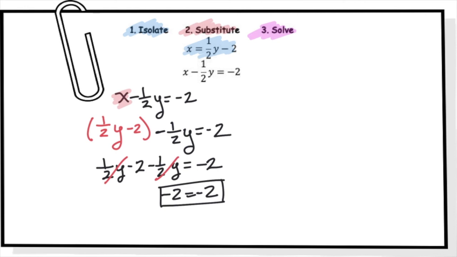What does that tell me? This is a special case. The question is which special case? I have negative 2 equals negative 2. This happens to be a true statement. And what does that mean when I have a true statement? I have 5 equals 5, 10 equals 10, or in this case, negative 2 equals negative 2. It means that this is an infinite solution system.